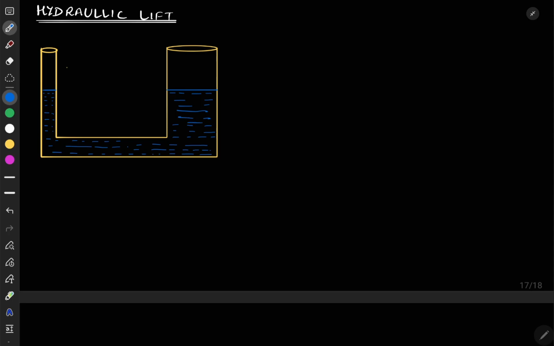Okay, so this is water. Now let's say we have a car. This is generally used for a car lift or heavy weight lift. So let's say we have a car here, and the car is put on this larger piston. We can consider a type of piston-cylinder arrangement. So this is our piston, and this is our smaller piston.